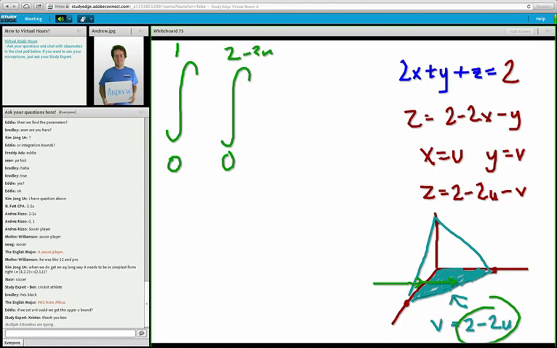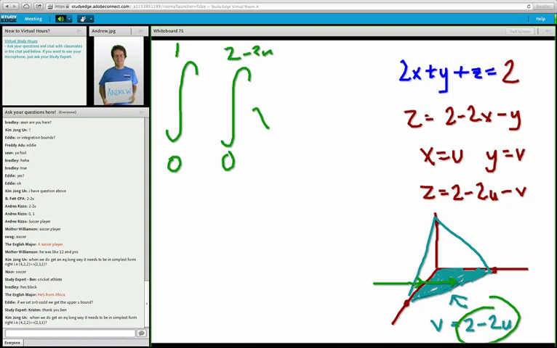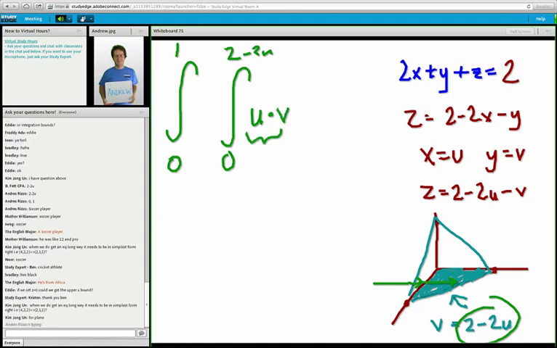All right. So, got our bounds. If we're trying to find the mass of the plate, we need to integrate our density function. Here's sigma, and our sigma is x times y. But really x and y are u and v, so really I should say u times v. This is our sigma.